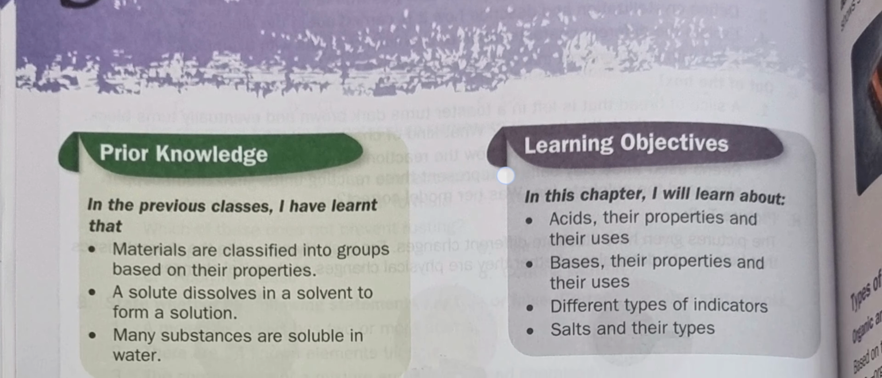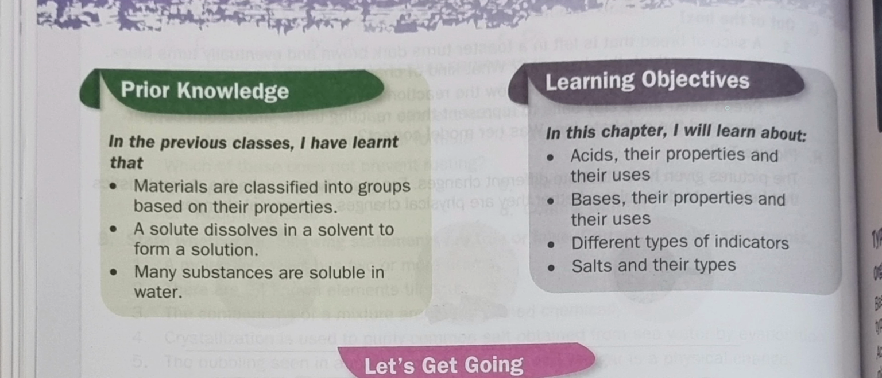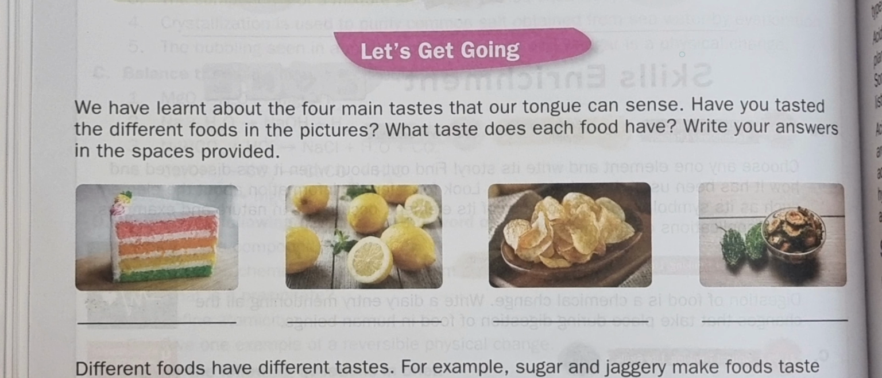This is a class 7 chapter. In previous chapters we have learned that materials are classified into groups based on their properties. A solute dissolves in a solvent to form a solution, and many substances are soluble in water. In this chapter we will learn about acids, their properties and their uses, bases, their properties and their uses, different types of indicators, salts and their types. So let's get going.